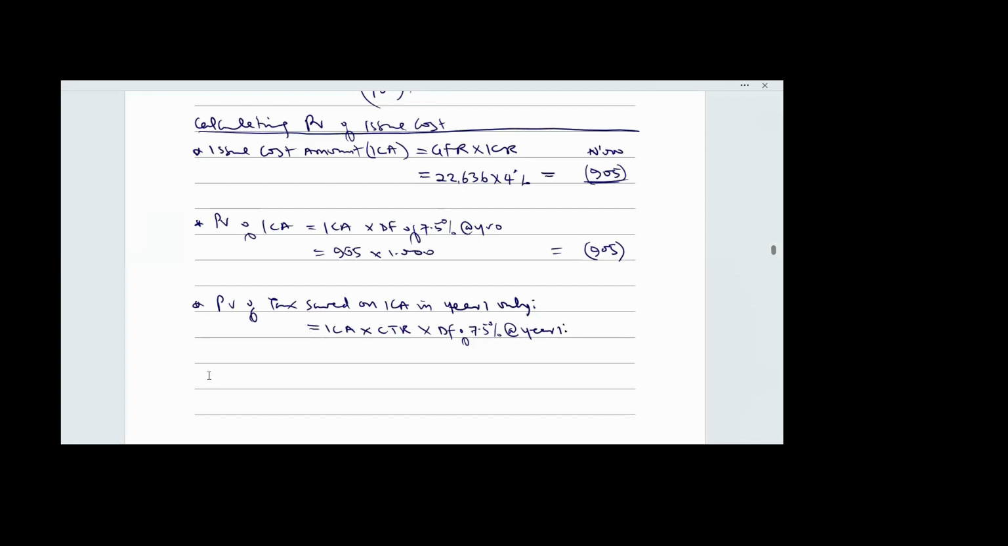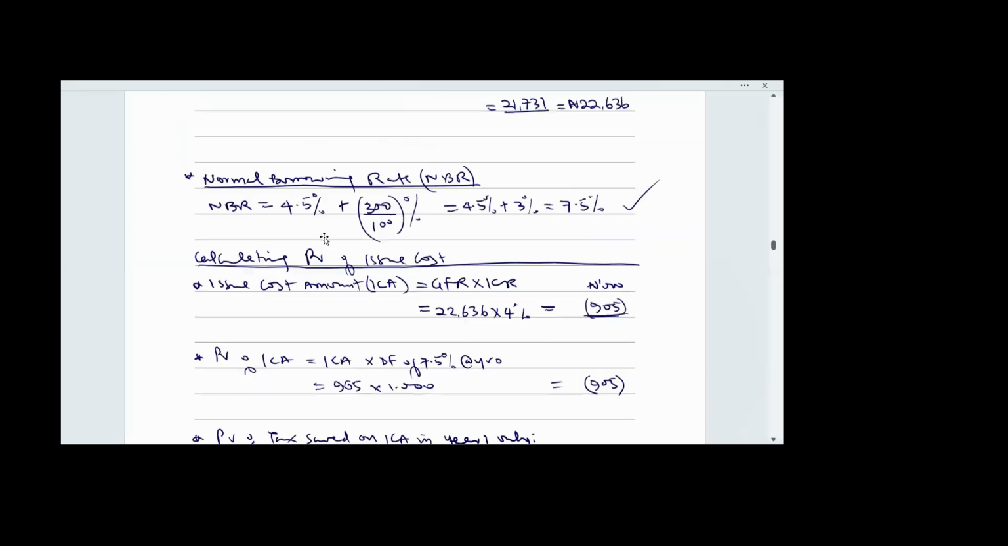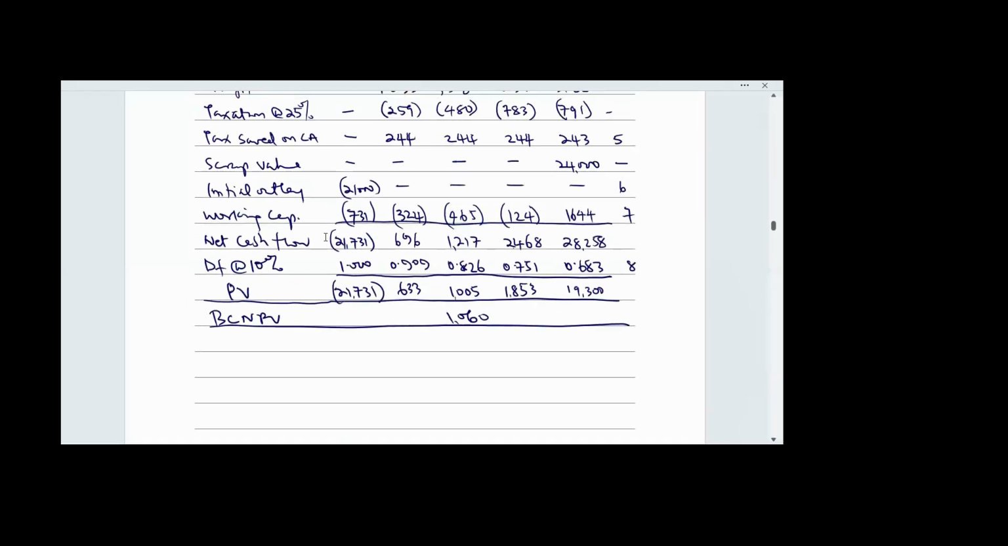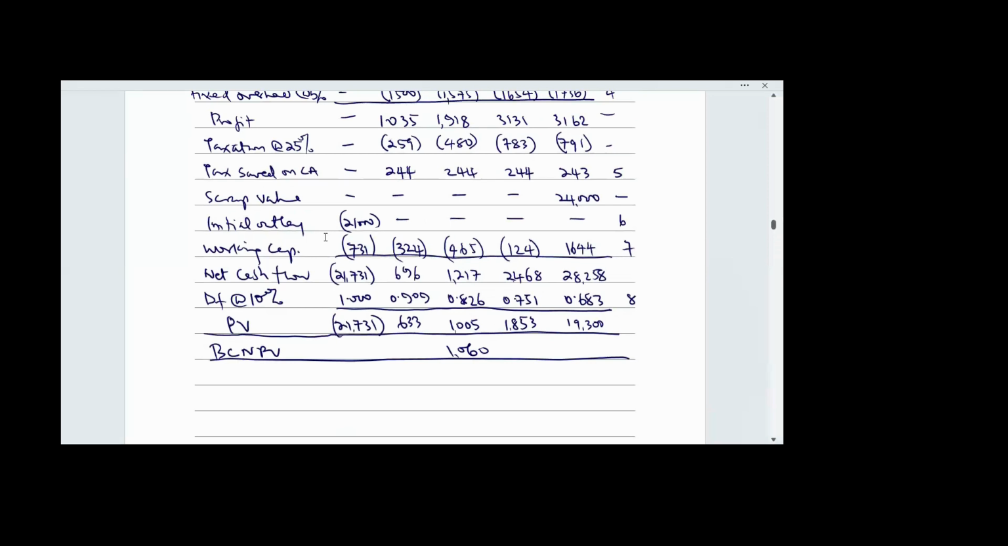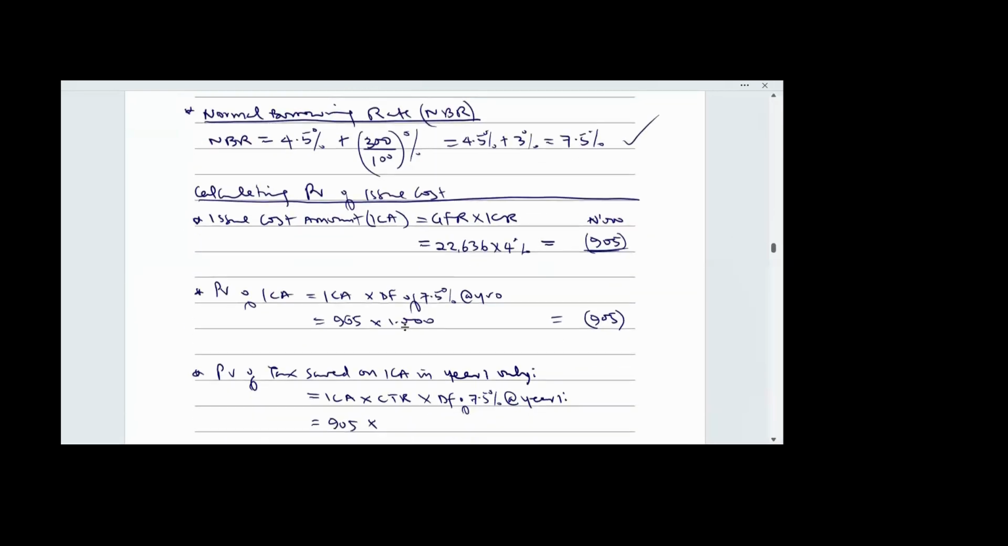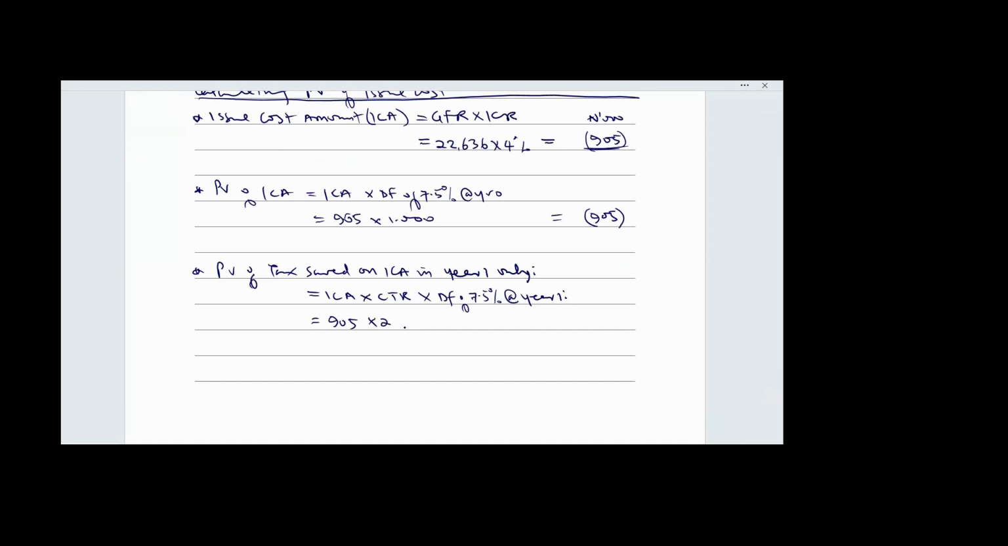So the issue cost amount is 905. How much is the company tax rate in the question? What did you use when we calculated the NPV? The tax rate is 25%. Multiplied by the discount factor of year 1. Somebody should give me the discount factor of year 1 at 7.5%. What do you get? 1.075 raised to power minus 1 equals 0.930.